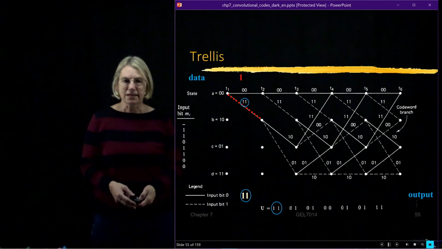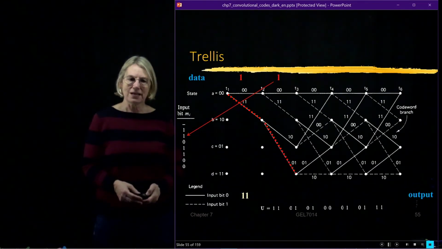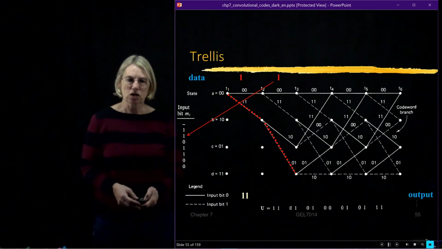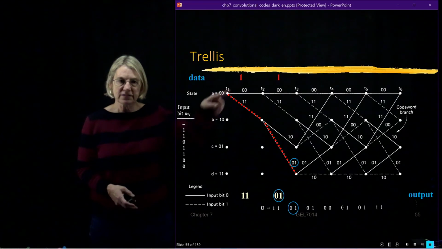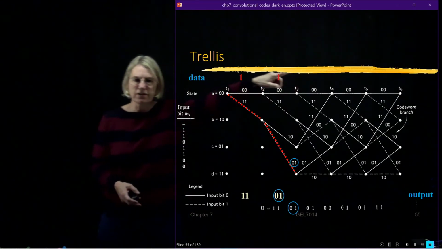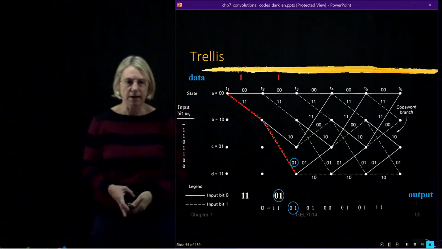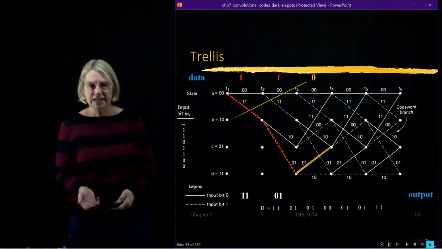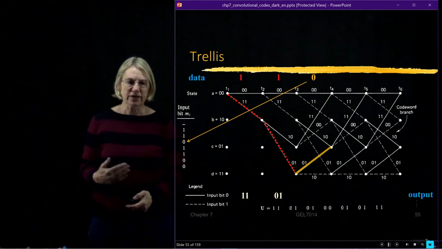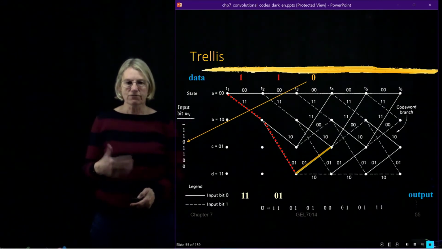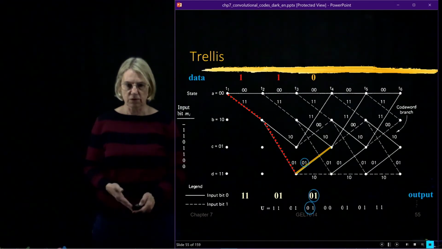Now I'm at state B and the next bit that comes in is a 1. So I go from state B to state D. Along the way I output code word 0, 1. Up here at the top I'm also keeping track, as a function of time, of what data I'm putting in. So what I'm pointing to here, I'm just repeating it at the top here. So the third data bit is a 0, and so I do the transition on the solid line. I go from state D to state C. Along the way I output code word 0, 1.